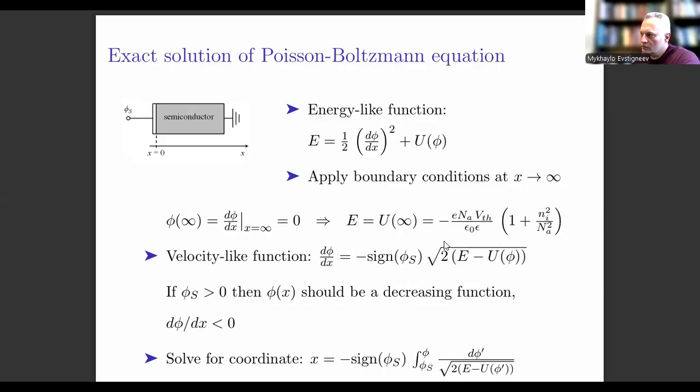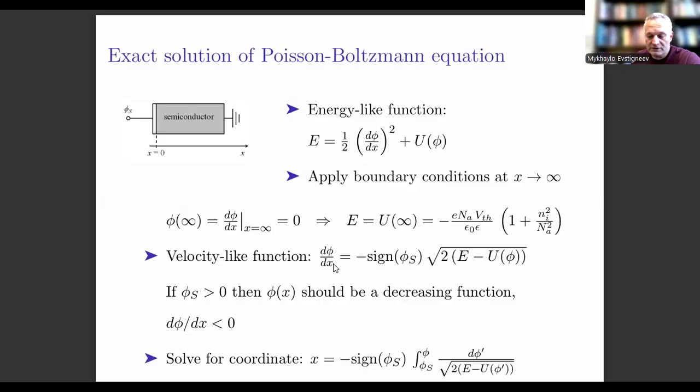Square root of a number is by definition a positive number. So square root of 4 is 2 by definition. But we shouldn't miss the negative 2, right? So we shouldn't miss the possibility that there can be a minus sign. When do we have the minus sign in the expression for d phi by dx?